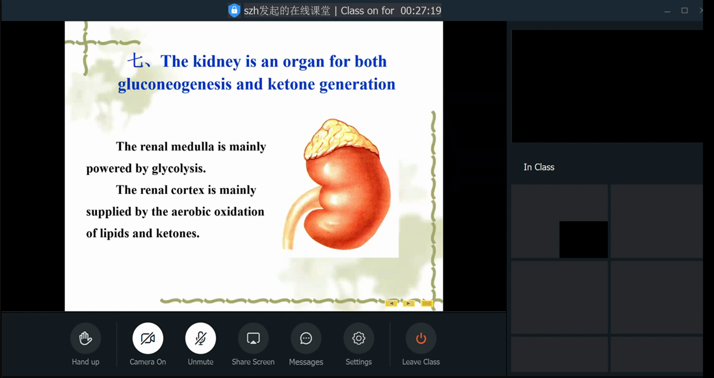The kidney is another organ for both gluconeogenesis and ketone production. The renal medulla is mainly powered by glycolysis. The renal cortex is mainly supplied by the aerobic oxidation of lipids or ketone bodies.